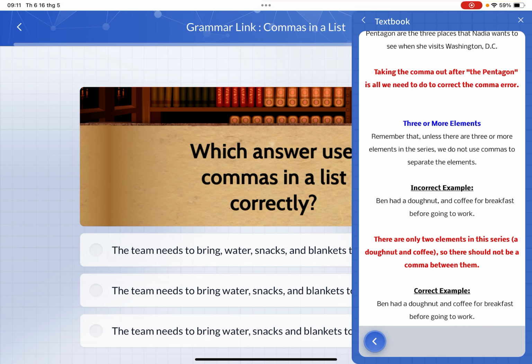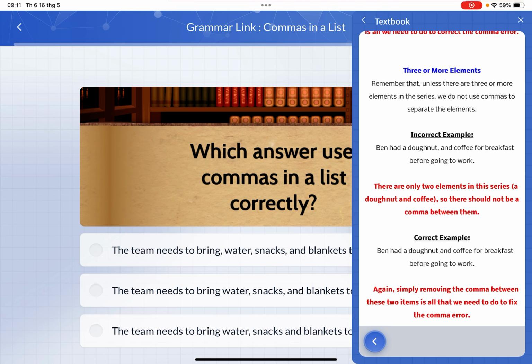Now, remember that unless there are three or more elements in the series, we do not use a comma to separate the elements. And if there are three or more elements in the series, we use commas, but we do not put a comma after the last element in the series.